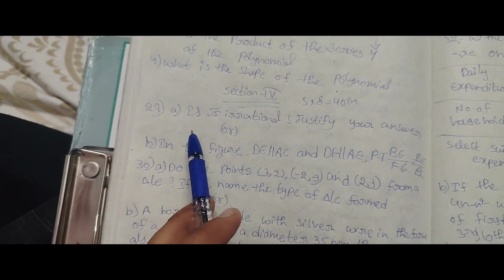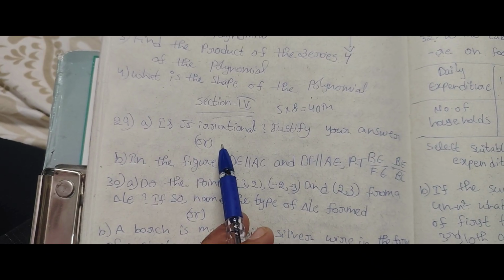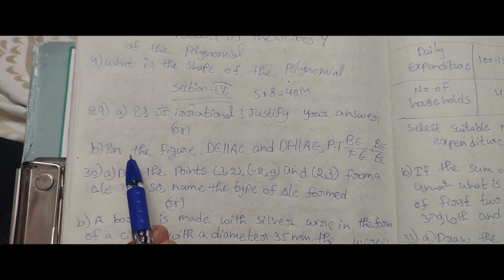29. A. Is root 5 irrational? Justify your answer. B.